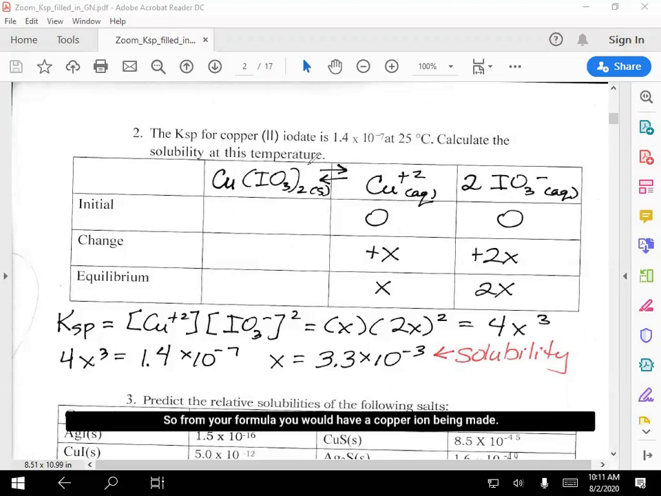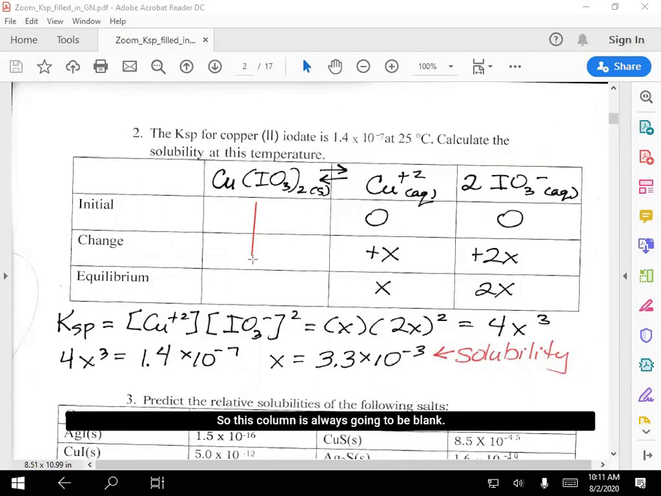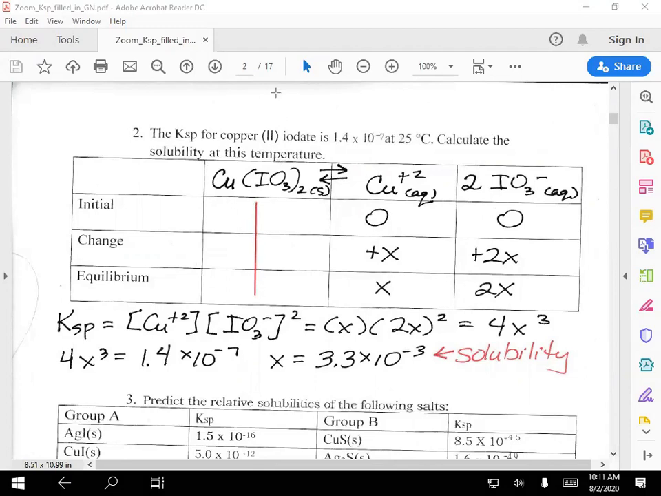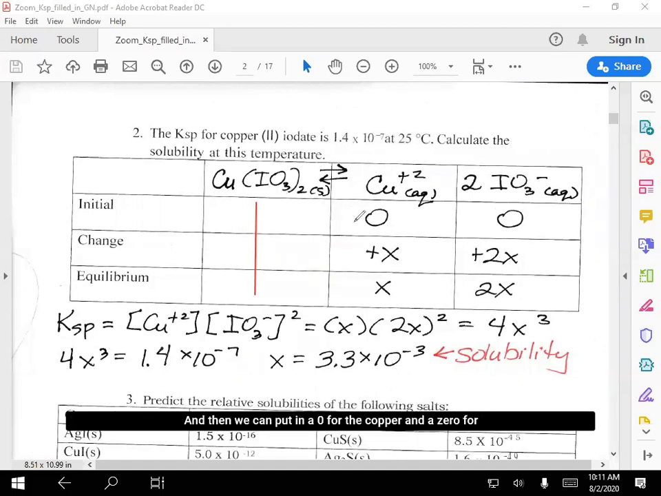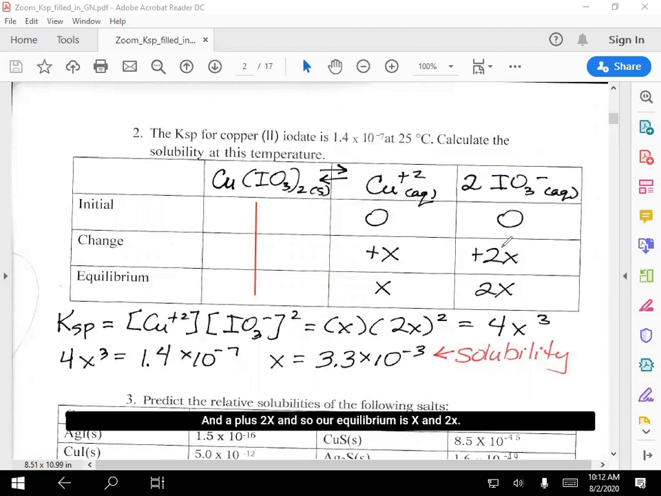So from your formula, you would have a copper ion being made. This is specifically going to be copper plus 2. From your formula, you're going to have 2 of the iodates. Now what we can do in this case is use an ICE table. So this column is always going to be blank. And then we can put in a 0 for the copper and a 0 for the iodate. Then using the balanced equation, we have a plus x and a plus 2x. And so our equilibrium is x and 2x.